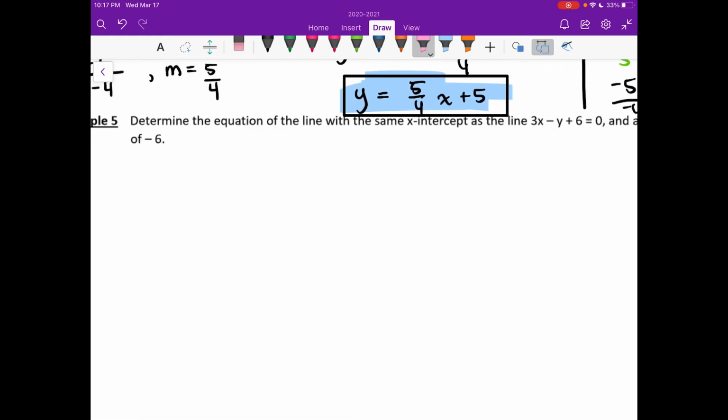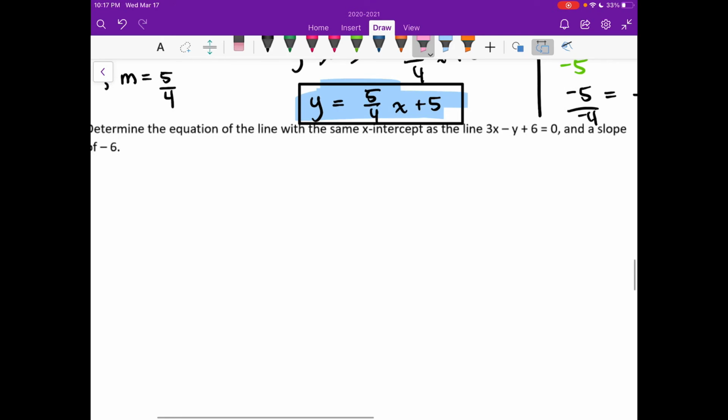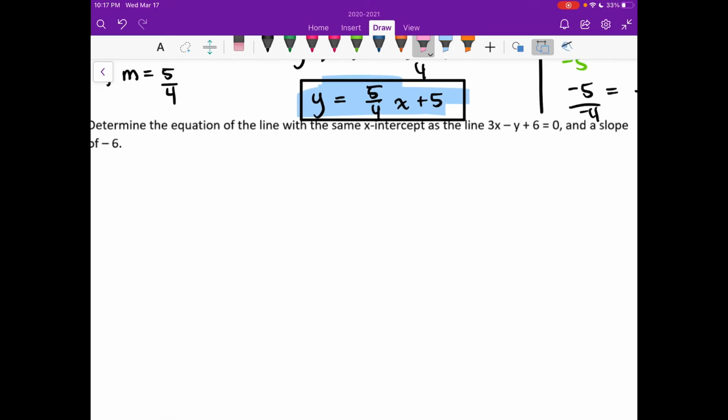So the first thing I'm going to do when I'm solving something like this is ask, what is it actually asking me? It's asking me to find the y equals mx plus b of this line that has the same intercept as the x-intercept for 3x minus y plus 6 equals 0. They are not the same line, right? Because this other line has a different slope. But I can use what I know about intercepts to figure out what that is. Okay?